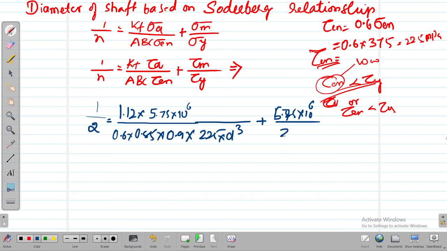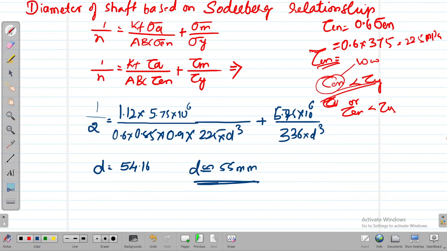Okay, wait. D equal to how much? 54.16. Okay, so you go for higher value. Let us go for 55 mm, round off. Everybody got the same answer? Yes, sir. Okay, finish the note. Yes, sir, same answer.